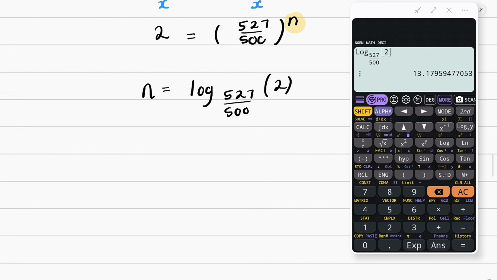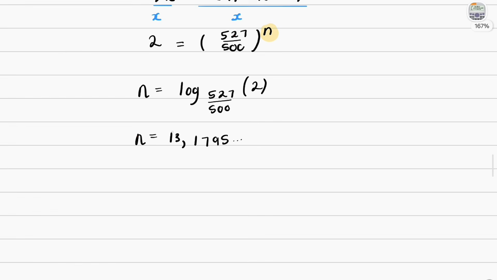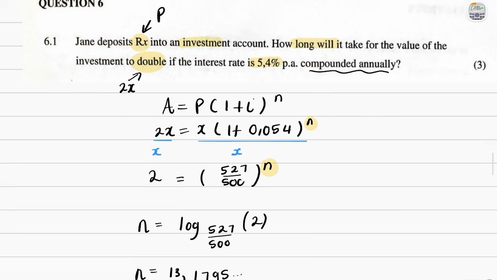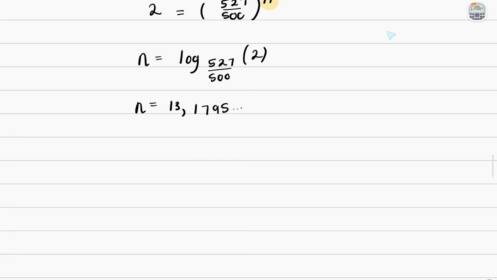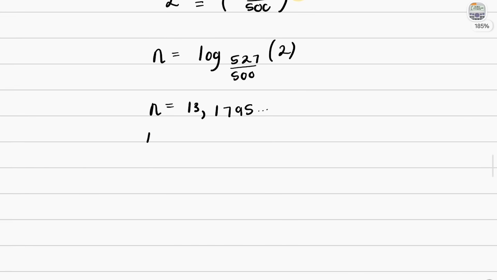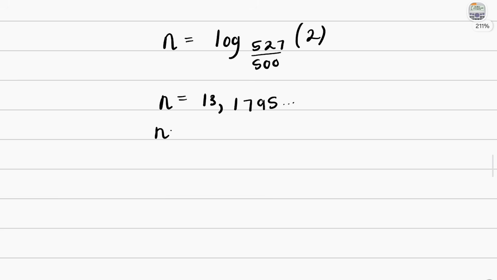Okay, so let's see. n is equal to 13.179. Okay, now here's the thing about this. If we leave it at 13, that money is not going to double. It hasn't doubled yet at 13 years because there's still this remaining 0.179 to go. So as long as this is not applied, it's not done. So you can just leave it as n equals and just round off to 2 decimal places, because at that point it would have already doubled.